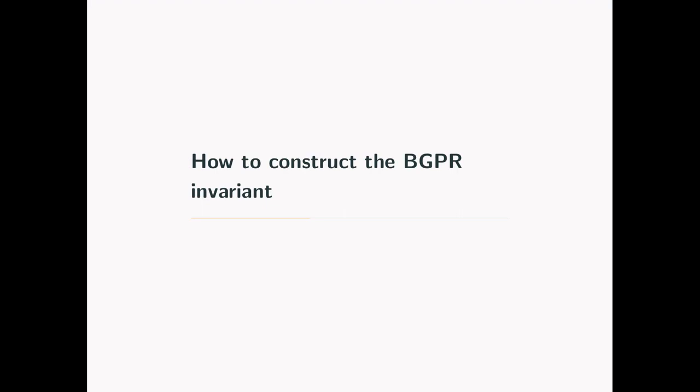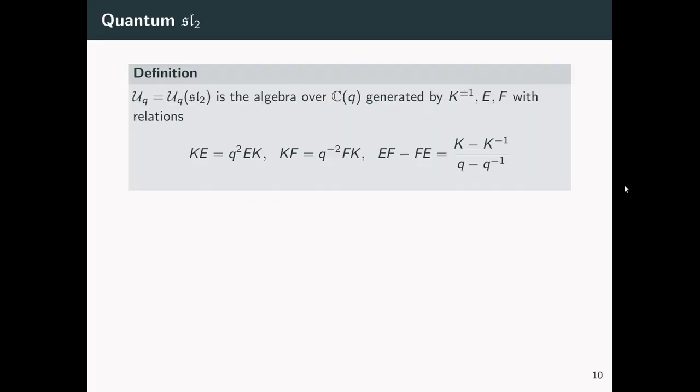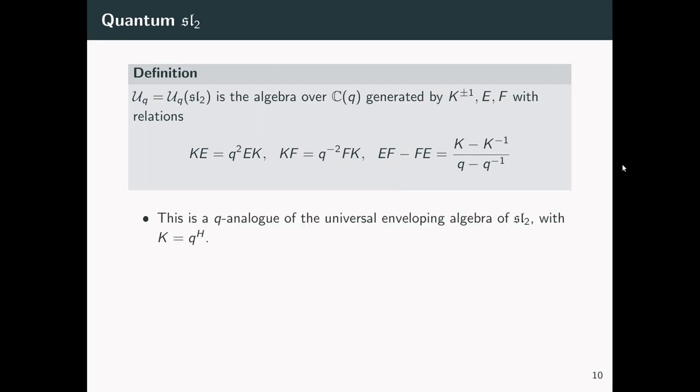Here's how to actually construct the BG pair invariant. This is probably the most technical part of the talk, so I encourage you to watch it no matter what, but if you haven't seen quantum groups before, this might be moving a little fast. Okay, so we're going to use quantum SL2 to do it. It's an algebra over rational functions in q, generated by k to the plus minus 1, e and f with these relations. So k sort of q-commutes with e and f, and then e and f have this sort of weird k minus k inverse thing.